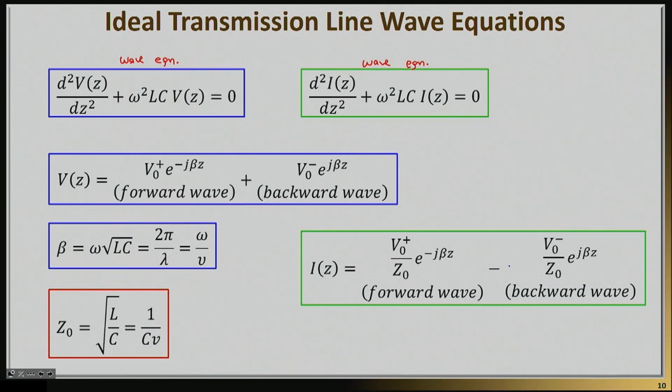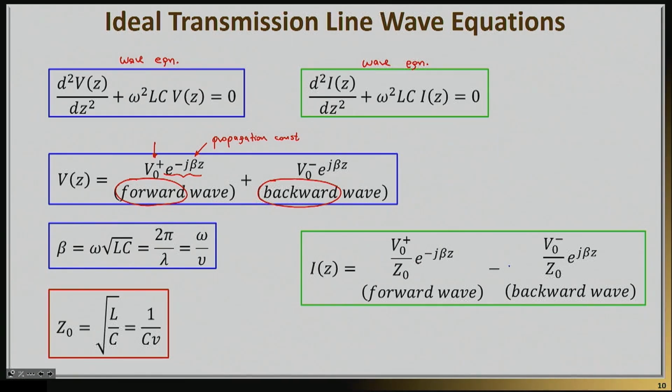And in fact, there are two waves, one which we will call the forward wave, which is the solution of this equation, and one that is called the backward wave, which is also a solution of this equation. So the forward wave will have some amplitude, which I'm calling here V0 plus, and it will have this exponential response, e to the negative j beta z, where beta is essentially the propagation constant of the transmission line. And it can be found by just solving this one-dimensional equation.